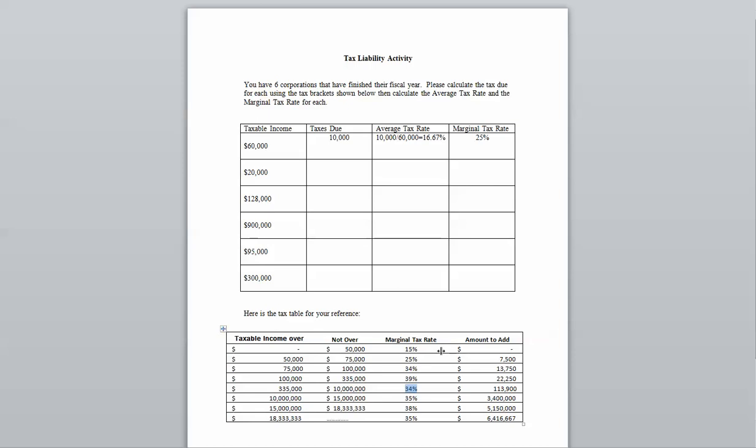And that is then added, so I'll write that down because this is a little more difficult than the 60,000. So 192,100 is going to be added to the amount to add for this bracket, which is 113,900. And that will give us taxes due of 306,000.